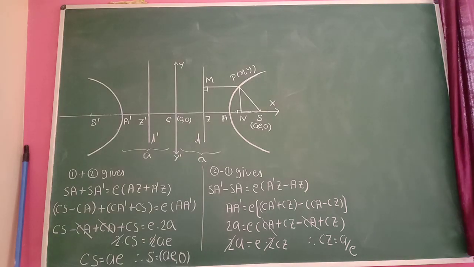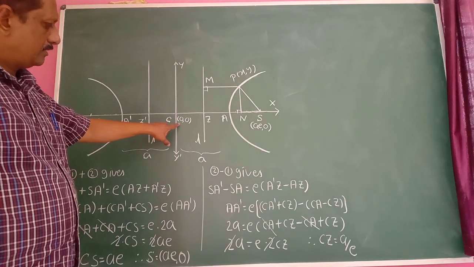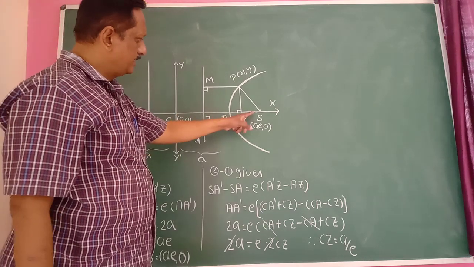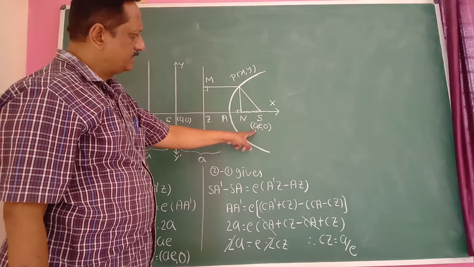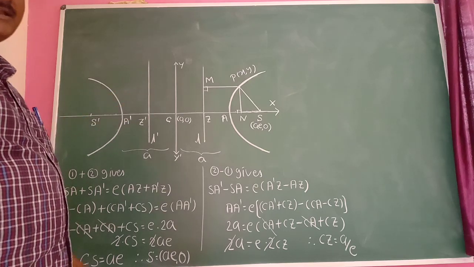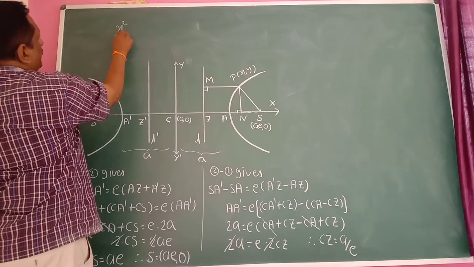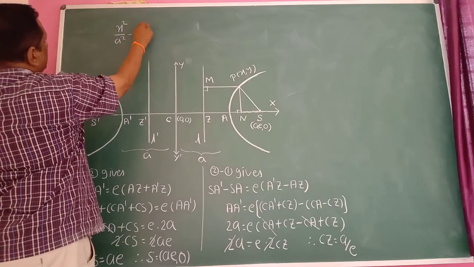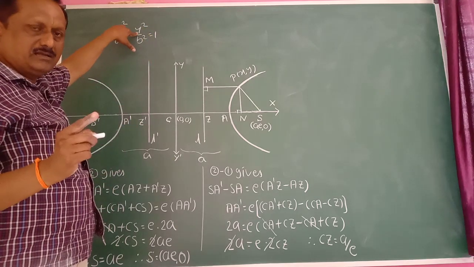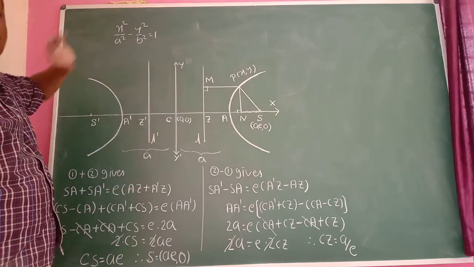So in this case, the center of the hyperbola is the origin here, and you already proved CS is equal to AE. So this distance is AE. So the coordinate of the focus is (AE, 0). Actually, the diagram is symmetrical about both the x-axis and the y-axis, because the equation of the hyperbola is x²/a² minus y²/b² equal to 1. Both square terms, x² and y², are there. In that case, the diagram is symmetrical about both the x-axis and the y-axis here.